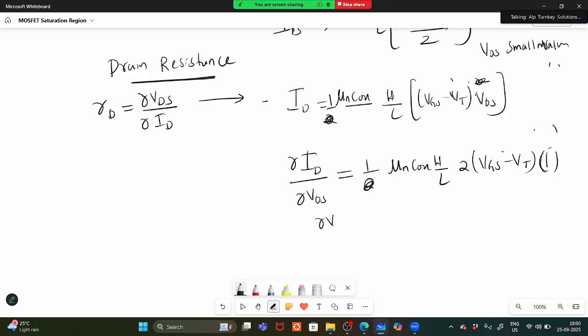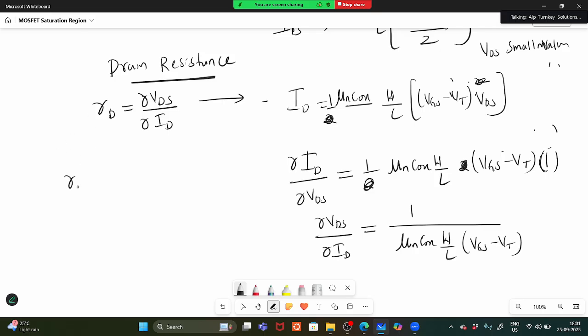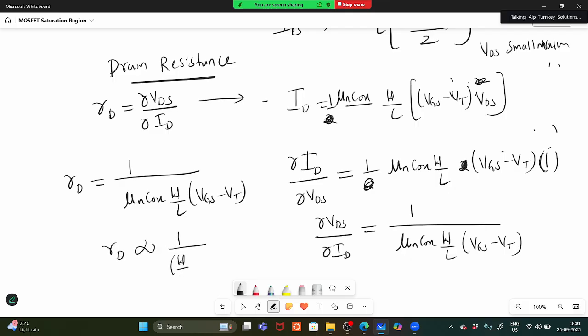Dou Vds by dou Id equals 1 by mu n Cox, anyway 2 is not there, W by L (Vgs minus Vt). So this is Rd. Rd equals 1 by mu n Cox W by L (Vgs minus Vt). From this I can say that Rd, the drain resistance, is inversely proportional to the aspect ratio.